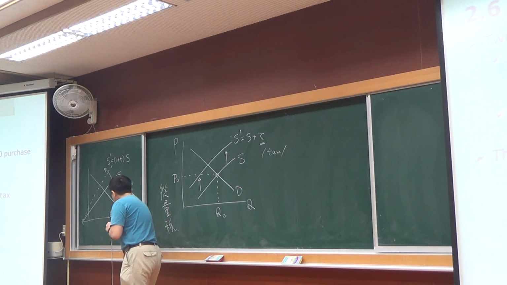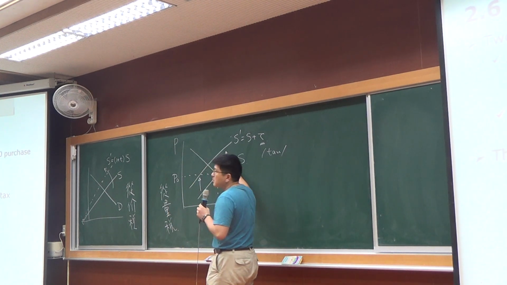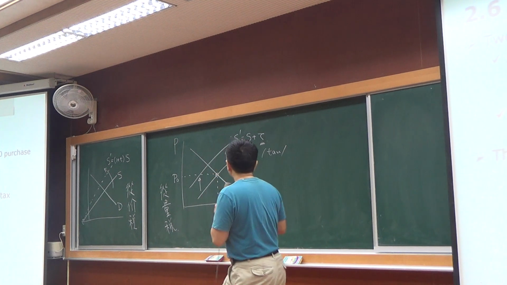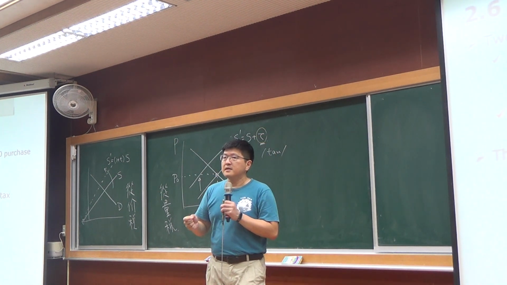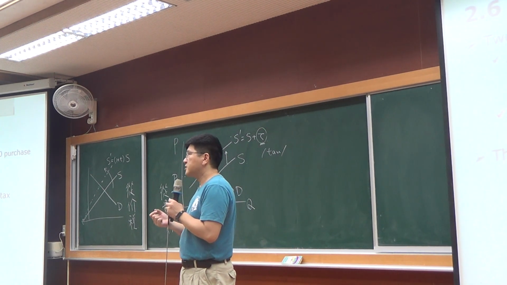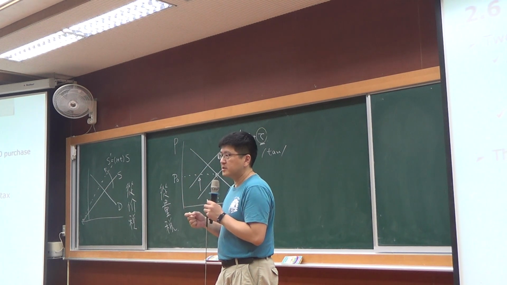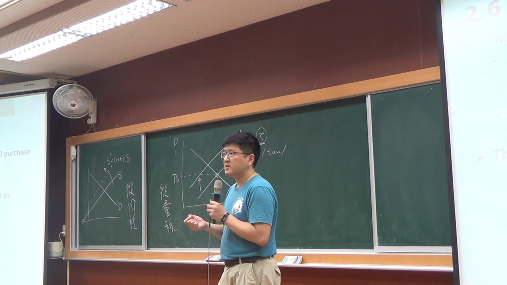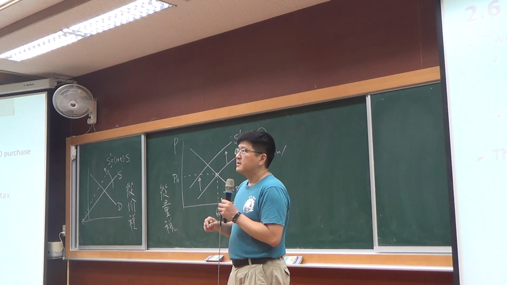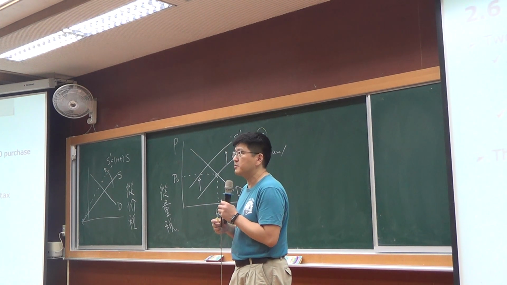Now, the supply curve shifts upward, which means the willingness to sell rises by tau, because the tax can be regarded as a part of the cost, right? You produce something at a cost of, say, $50, and now the government wants to tax you $10. So at the least, you will charge $60. Otherwise, you will lose money, right?